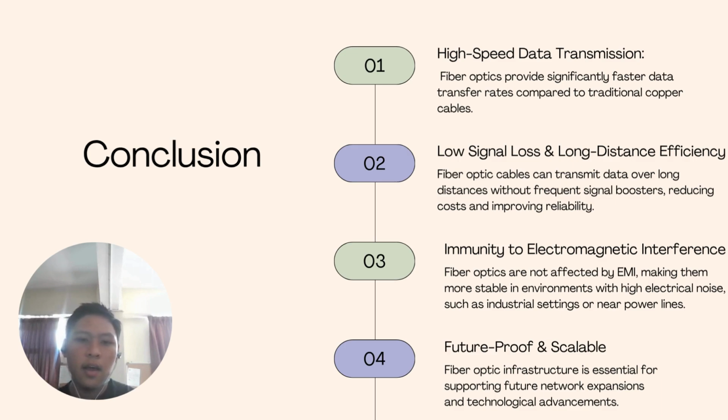Fiber optic is also immune to electromagnetic interference, since fiber optic can be placed in industrial environments or very high electrical environments, making data receiving and transferring efficient. Another thing also, fiber optic is future proof and scalable, and maybe in 10 years or 20 years, the data transmitted through fiber optics will become much faster.